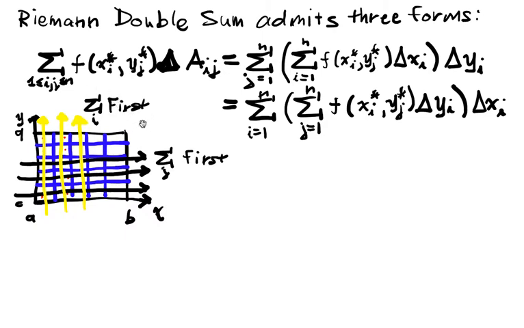Well, if the Riemann double sum admits three forms, then we would imagine, and we would hope, that this also works for the Riemann integral. That is, I can represent the Riemann integral as a nested sum of integrals where I'm leaving particular variables constant as I integrate. And these will be called nested integrals. And we have a theorem.